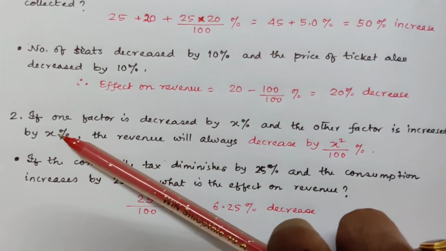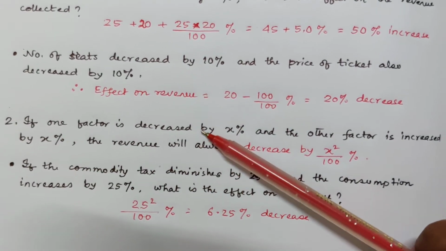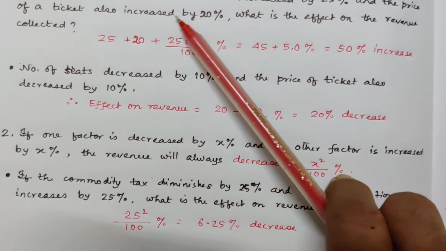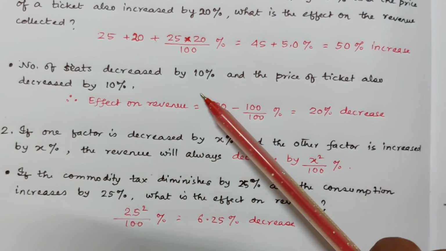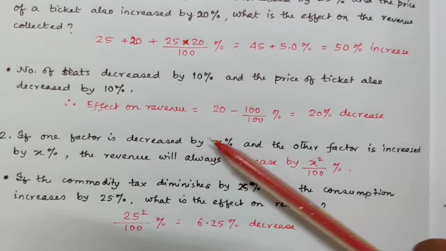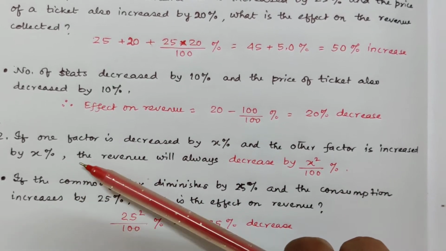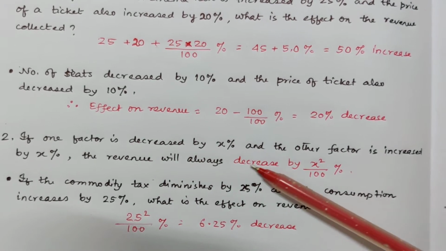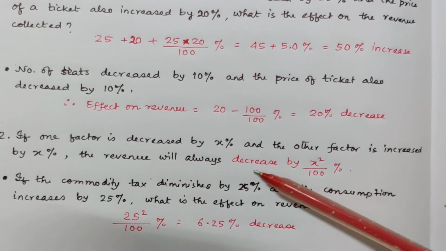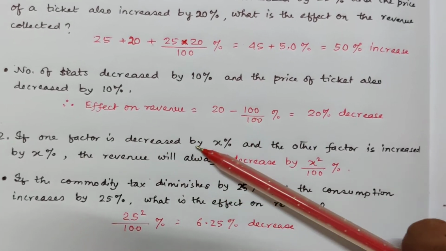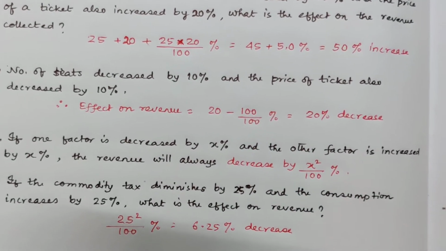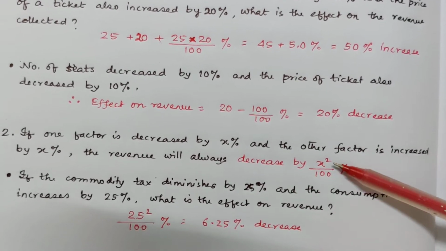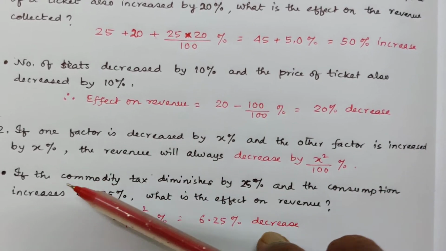Now the second type is, if one factor is decreased by X% and the other factor is increased by X%. Here we have seen both increase or both the factors decreased. Now one is increased and the other is decreased. What will be the effect on revenue? The revenue over here will always be decreased. This you have to remember. When one factor is decreased and the other factor is increased, the revenue is always decreased. So the formula is x square by 100%.